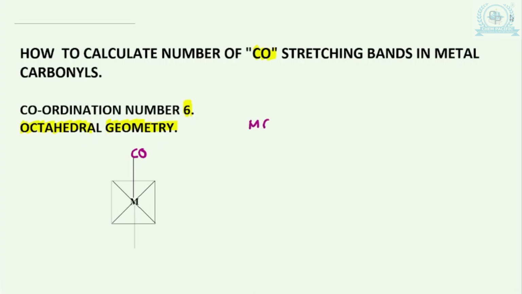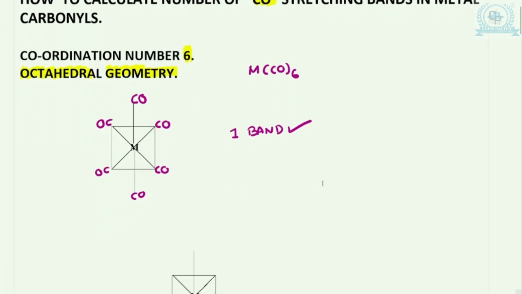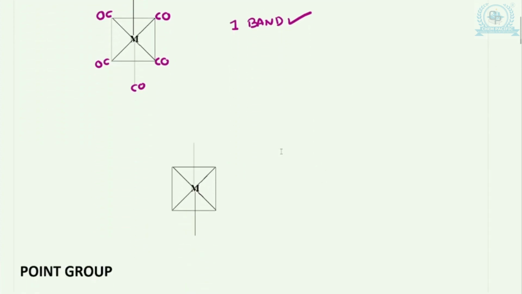For example, if we consider a complex like M(CO)6, completely octahedral, which is a highly symmetrical complex, where all the CO ligands are equivalent to each other, then you will be saying that the number of CO stretching bands is 1 band. Okay, this is a correct answer, but let us proceed a little further.